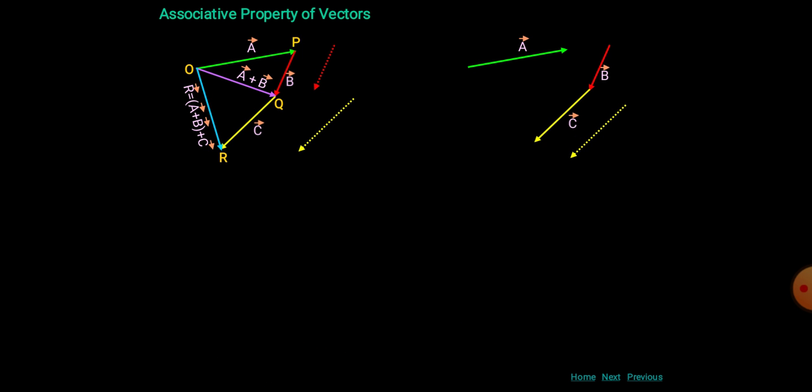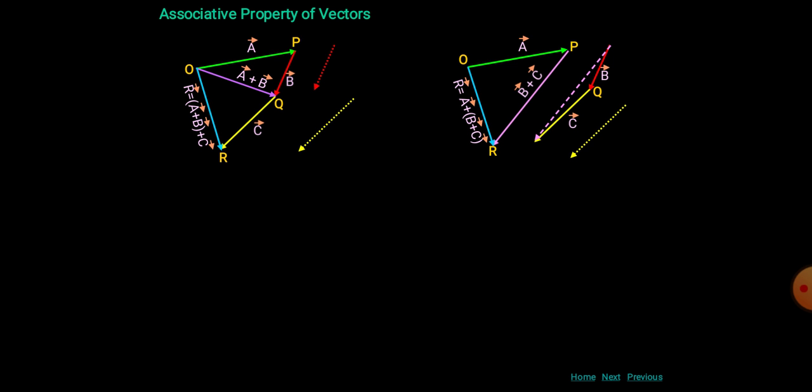Here we have taken the vector B and vector C. Then its resultant vector according to the triangle of vector addition is what? BC, because PQ is B and QR is C. So the resultant vector PR is B plus C. Now this B plus C we have added to the A. Now you will observe they form a triangle. So we can write the resultant vector R is equal to A plus (B plus C).